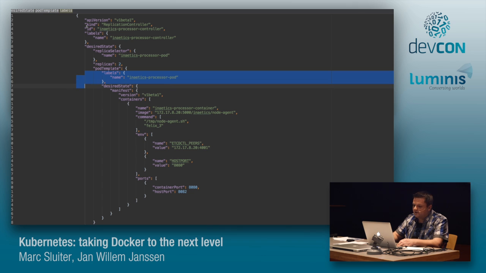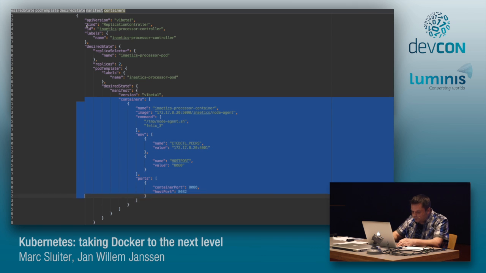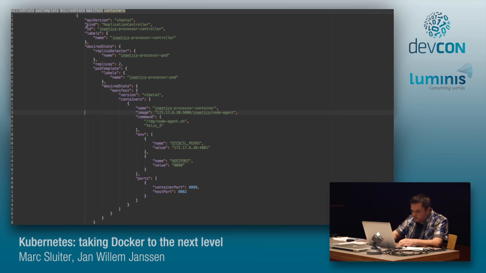Again, you can assign labels to it. It also has a desired state. And the desired state is we want to have one Docker container in it. So, and this Docker container should be based on this image. You want to run this command. You can set some environment variables, and you can define some port mapping. So basically, this is what you provide with the Docker run command if you do it manually.